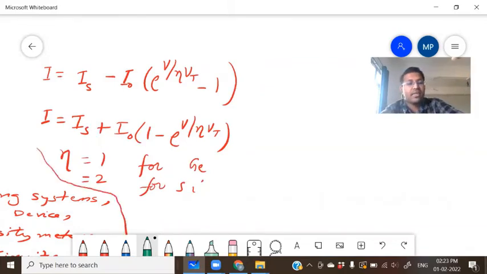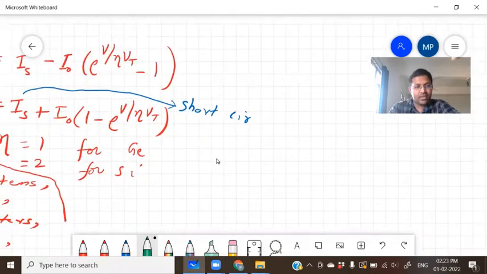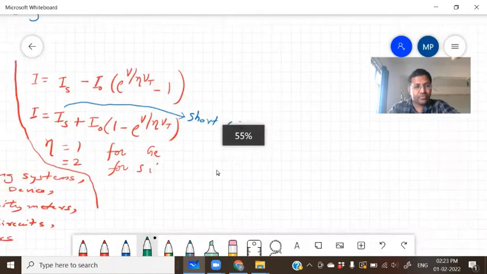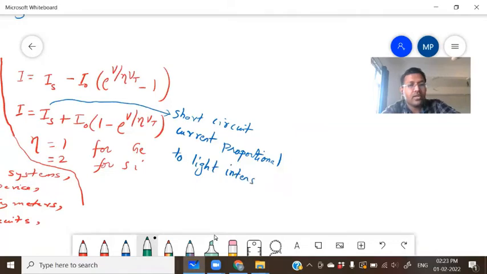So what is IS here? IS is the short circuit current, proportional to the intensity of light. Short circuit current is proportional to light intensity, because the more the intensity of light, the more is IS.